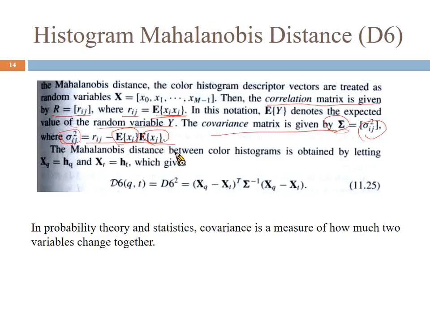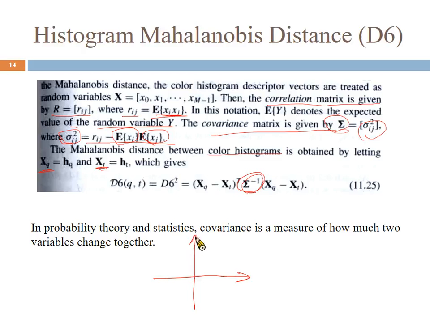And then the Mahalanobis distance between color histograms is obtained if we calculate the distance between SQ and ST. Then the definition would be like this: SQ minus ST transpose, and then we multiply the inverse of the covariance matrix, and then multiply SQ minus ST. And in probability theory and statistics, covariance is a measure of how much two variables change together. So we can illustrate the idea here.